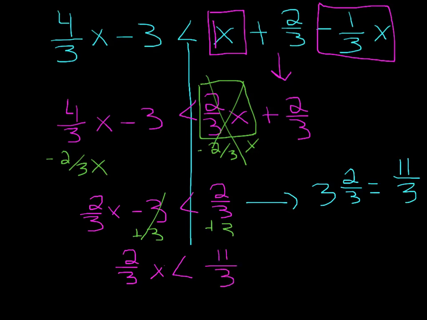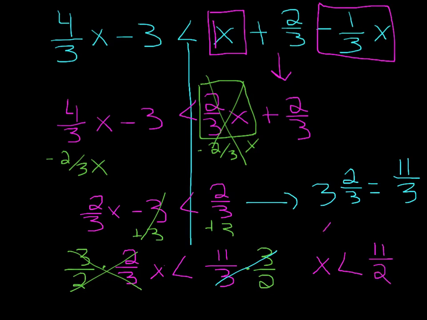And now I need to multiply by the reciprocal, which is 3/2. Multiply by 3/2. This time I don't flip the sign because I didn't multiply by a negative. So x is less than, my 3's cancel, so x is less than 11/2, or x is less than 5.5.